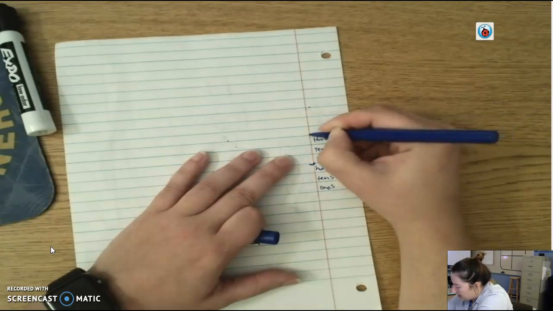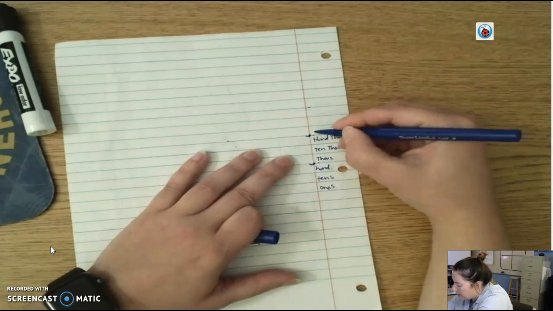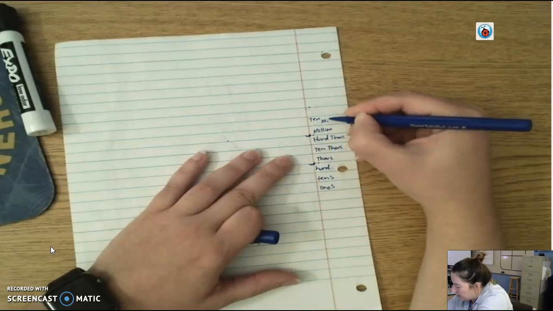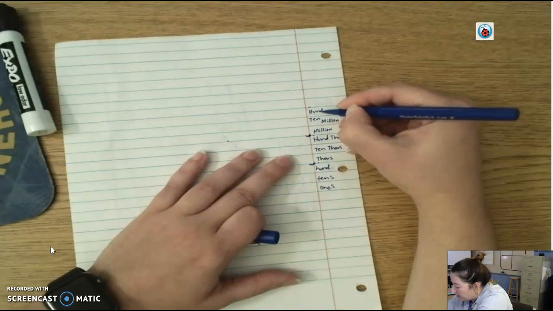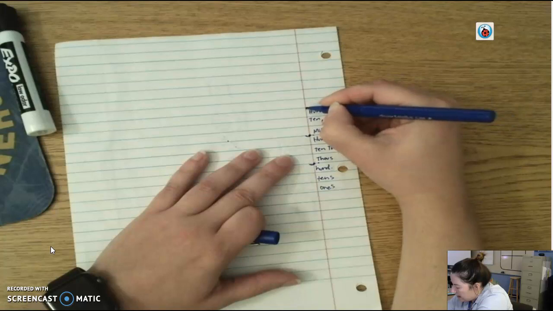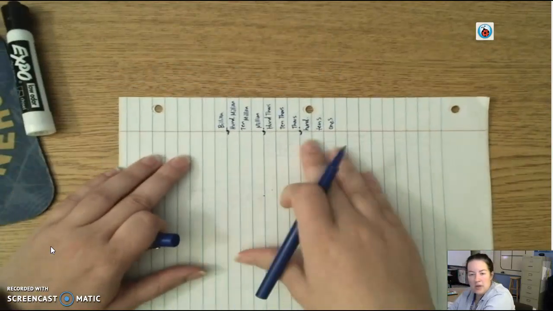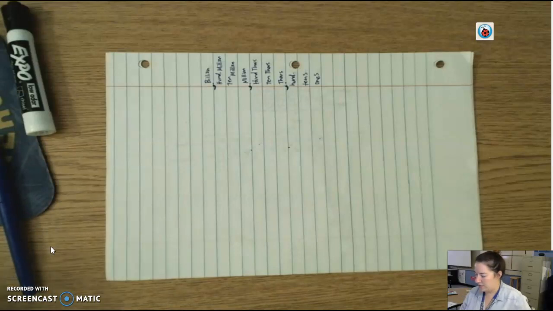Remember, that's where you guys stopped in 3rd grade. In 4th grade, we keep going. So after 100,000, we have the million, the 10 million, the 100 million, and then the billion. So a sheet of notebook paper is just the easiest way to make that for yourself real quick.